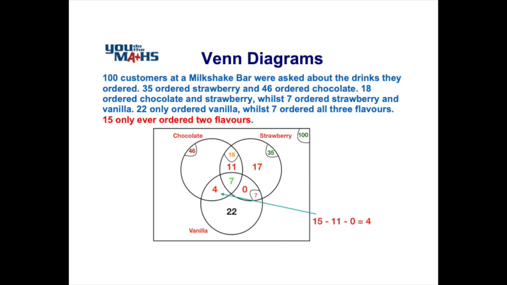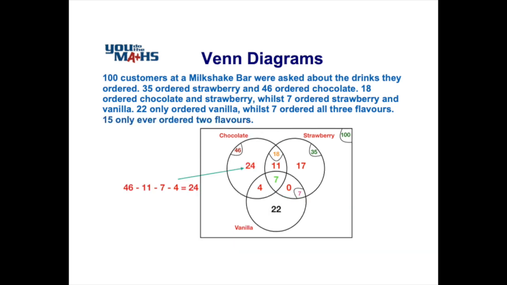And the last bit inside our circles is the number of people that ordered chocolate only. We can see that we've got 46 people ordered chocolate, so we can subtract the remaining numbers in the chocolate circle, which we do know, that's 11, 7 and 4, and we're left with 24 people that ordered chocolate only.